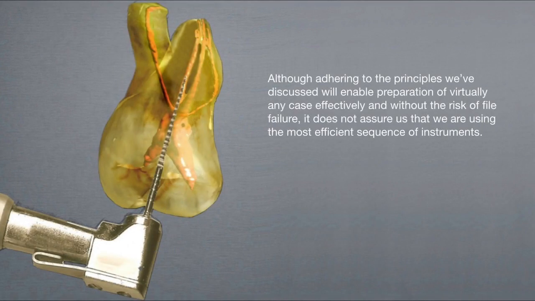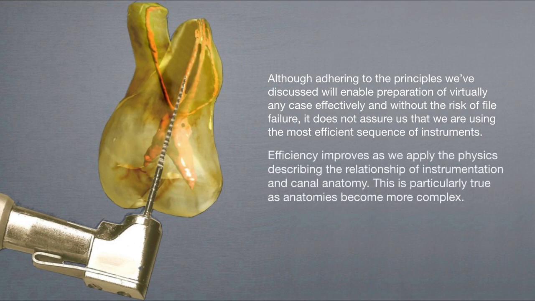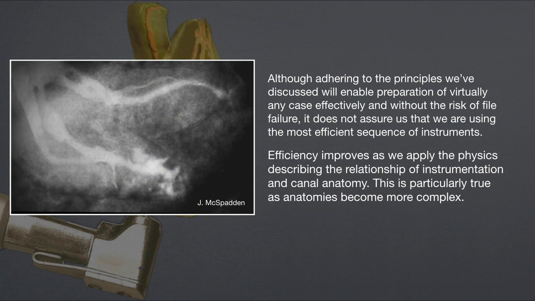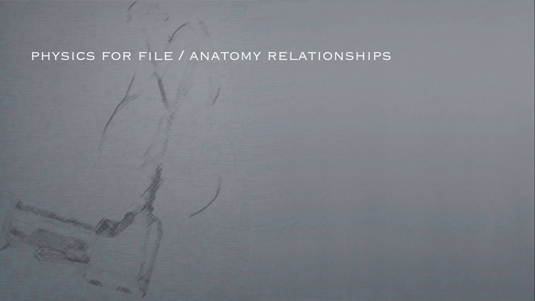Although adhering to the principles we've discussed will enable preparation of virtually any case effectively and without the risk of file failure, it does not assure us that we are using the most efficient sequence of instruments. Efficiency improves as we apply the physics describing the relationships of instrumentation and canal anatomy. This is particularly true as anatomies become more complex. So what are the physics for file anatomy relationships?